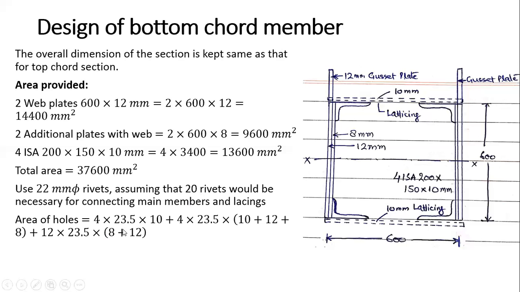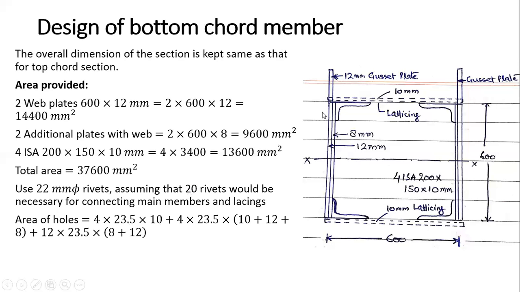So area of rivet holes will be how much? 4 into d into t. Suppose that I took one rivet here, one here, 2, 3 and 4. Okay, so 4. Now the diameter of the rivet hole will be 1.5 millimeter more than the diameter of the rivet, as you know from the BTech level. Okay, so 1.5 more is 23.5 into how much is the thickness here? 10. So this is my 10. This is the reduction of the area.